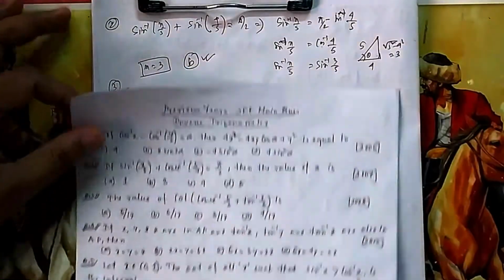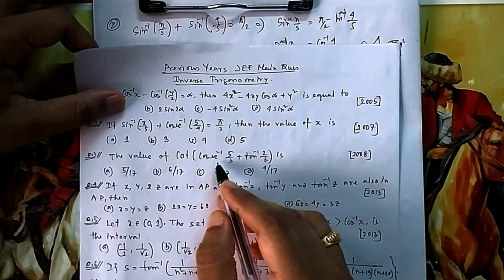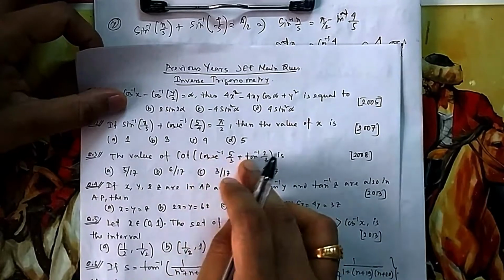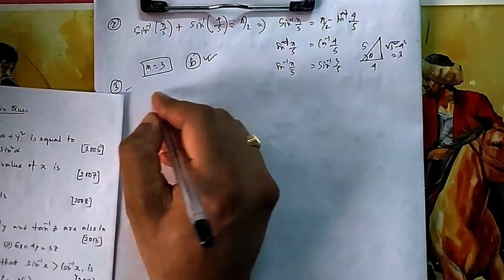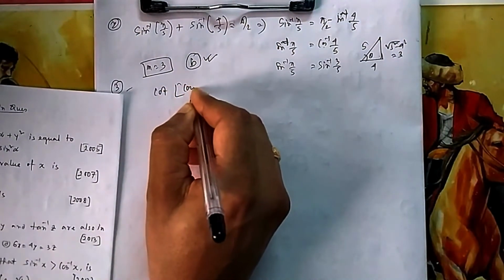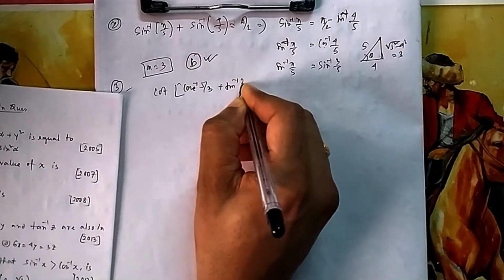Now if you come to the third one, the cot of cosec inverse plus tan inverse, this one. Again from cosec you can write it in terms of tan, then you can have this formula tan inverse A plus tan inverse B. So that again we will go for that triangle, cot of cosec inverse 5 by 3 plus tan inverse 2 by 3.